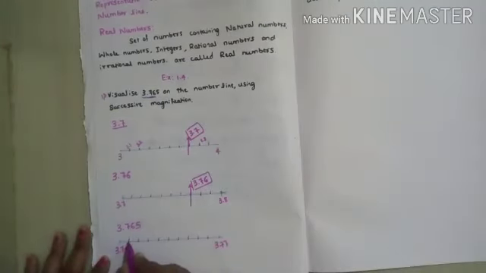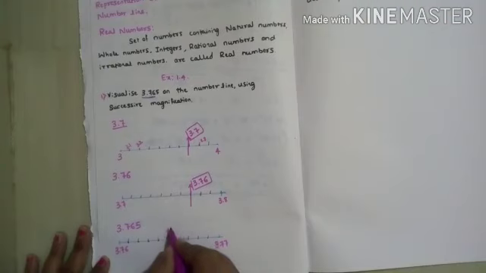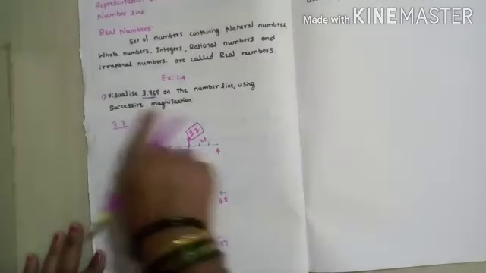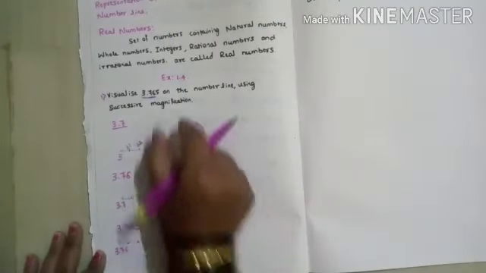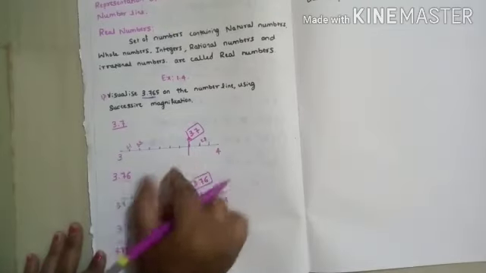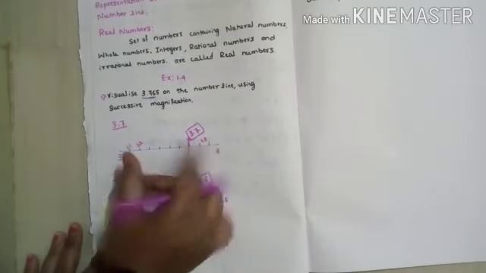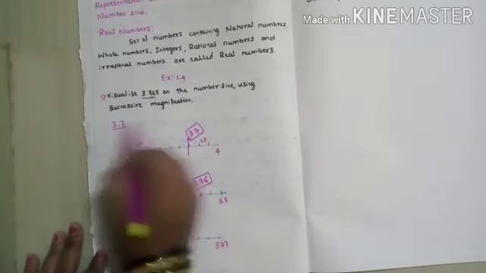So this first point will represent 3.761, 3.762, 3.763, 3.764, 3.765. This is a number we want to represent on the number line using successive continuous magnification, which means we expand. See, here in this 3 to 4 we can also draw 1 to 10.